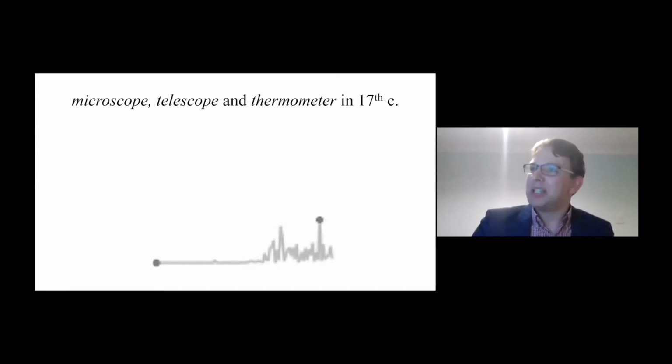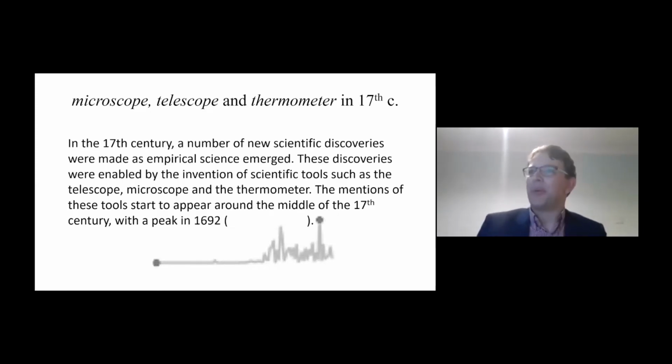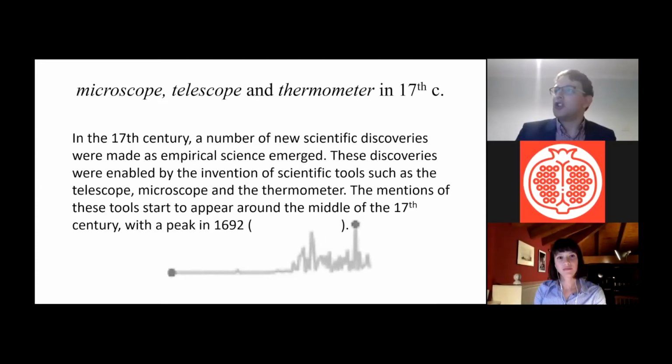I'll provide a bit of context for this, and also a bit of context for the graph. As I said, in the 17th century, a number of new scientific discoveries were made as empirical science emerged. These discoveries were enabled by the invention of scientific tools such as the telescope, microscope, and the thermometer. The mentions start to appear around the middle of the 17th century, peak in 1692. What I'm going to do with this graph is integrate it in the text, just in the parentheses after the last piece of information.